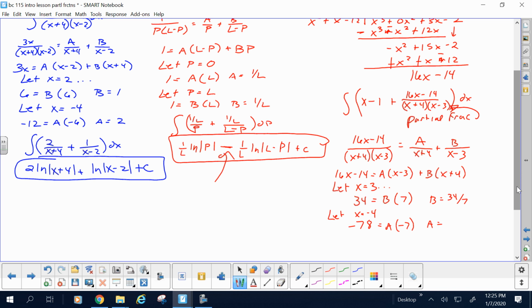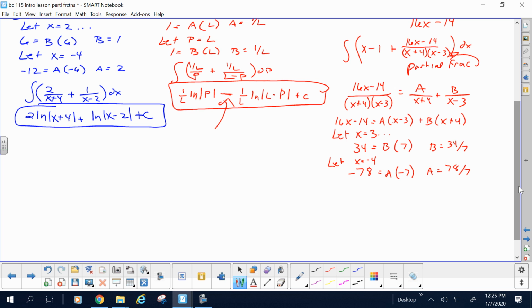You get 34/7 and 78/7 for coefficients? Okay. So, simplified for integration, we're going to integrate. Don't forget your x minus 1. And then your partial fraction decompositions.